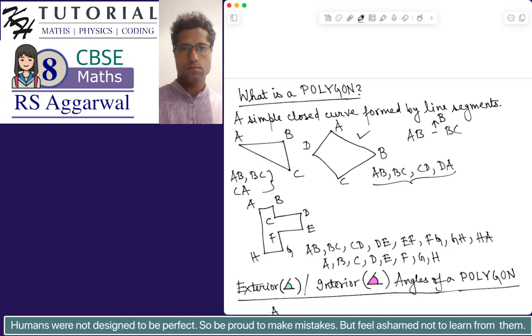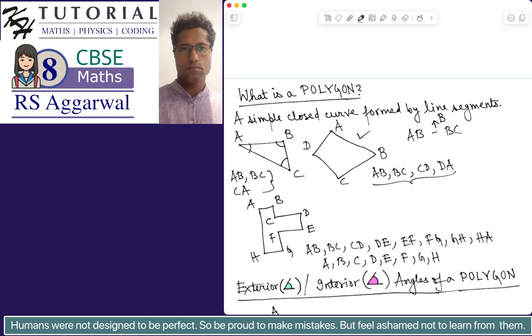Now, what are the angles of a polygon? The angle made by two adjacent sides is an angle of the polygon. This is one angle of the triangle. Since you have already studied triangles, this is basically a triangle. This is another angle of the triangle, and this is the third angle. The number of angles in a polygon is equal to the number of vertices, since at each corner point we have an angle.